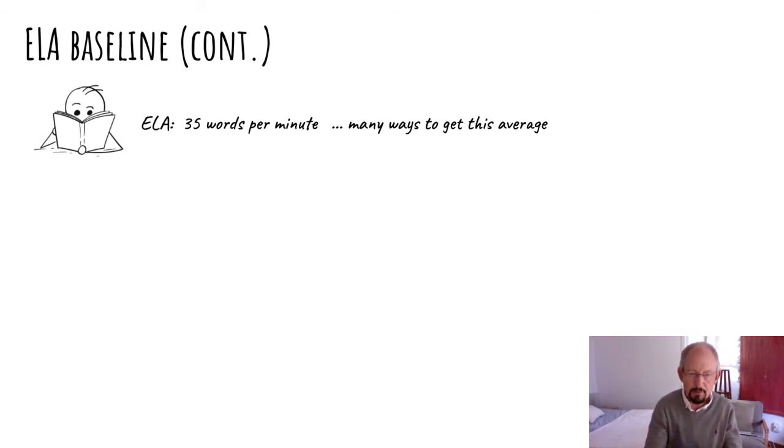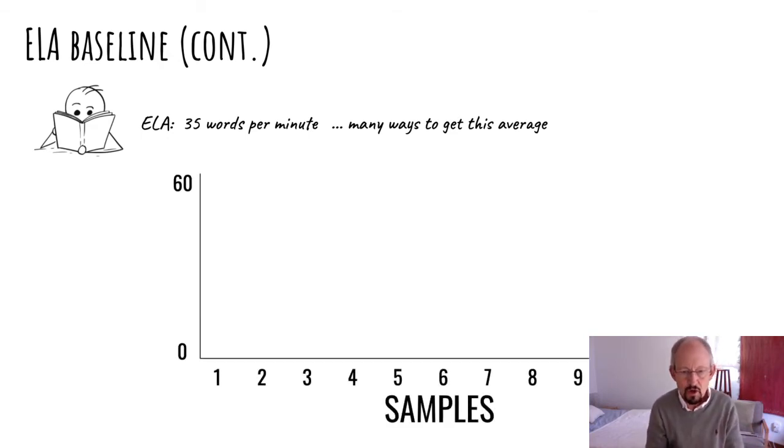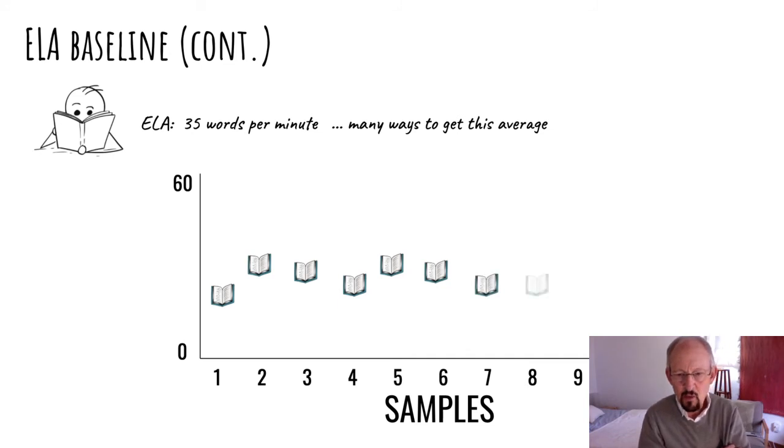So let me give a couple of examples of how one could get to an average of 35 and how those differences might impact how we think both about the benchmark and instruction. So let's say I'm shooting for 10 samples, and that's along my horizontal axis or my x-axis, and then along the vertical or y-axis is the words per minute. So let's imagine, in this case, one way of getting to an average of 35. Okay, so here are my data samples. Each little book here in green and white is what I get from a child over the course of 10 samples.